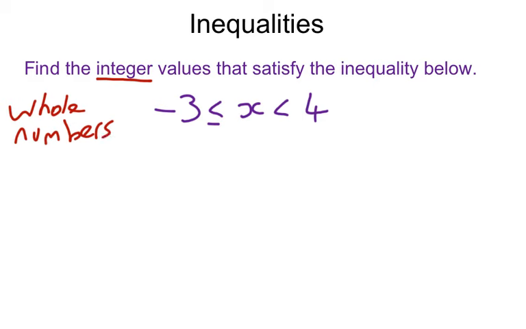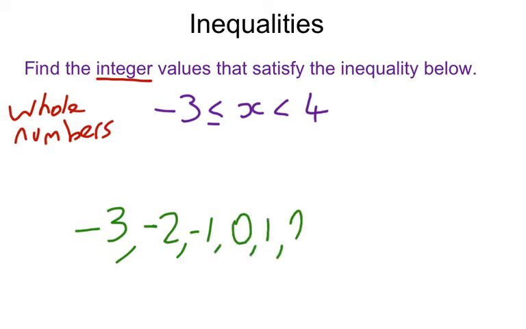So for the whole number solutions to the inequality, let's start at the smallest one. We can have -3 because it has the equal sign. So -3 is allowed. That is a possible whole number solution for this inequality. We could also have -2 because that's between the two numbers. We could have -1, 0, 1, 2, and 3. We cannot have 4 because 4 does not have an equality sign to go with it.